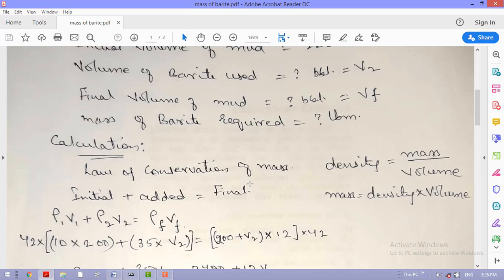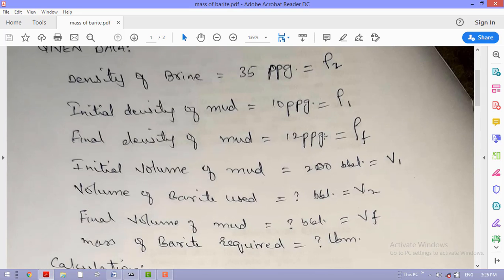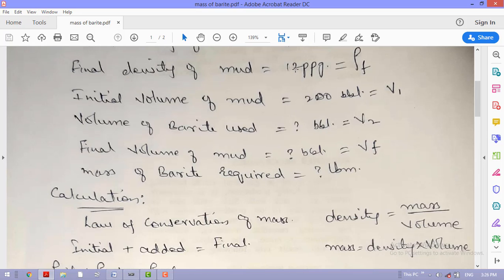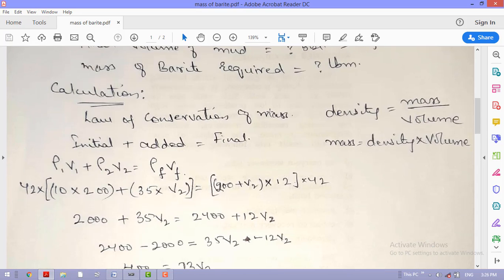Why add it? The units of density are ppg. If you expand ppg, it is pounds per gallon, or lb per gallon. So here you have volume in barrels, but in density it is gallons. To convert these gallons into barrels, I have multiplied by 42 on both sides. After mentioning this, I have just cancelled 42 on both sides.